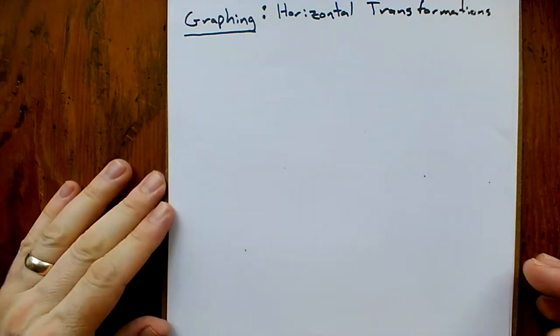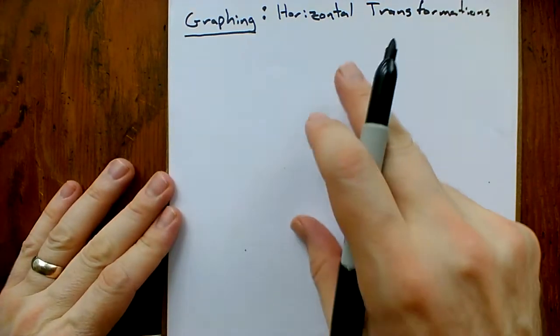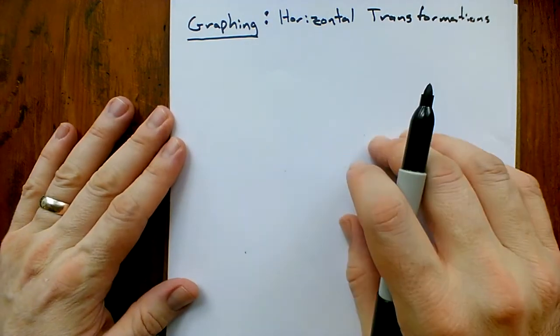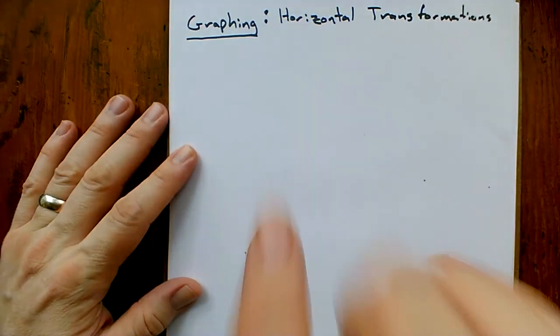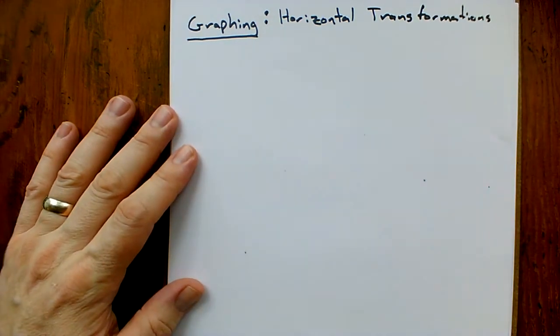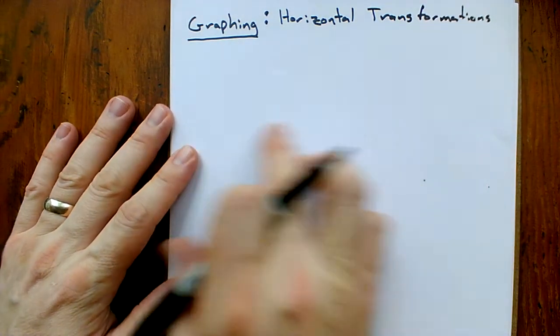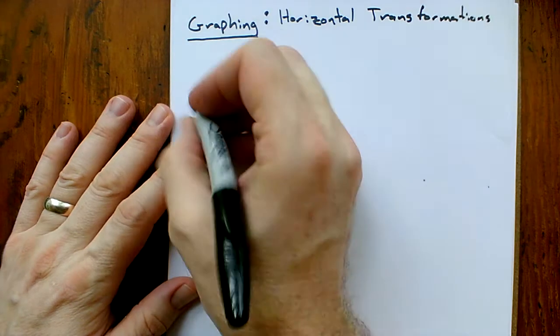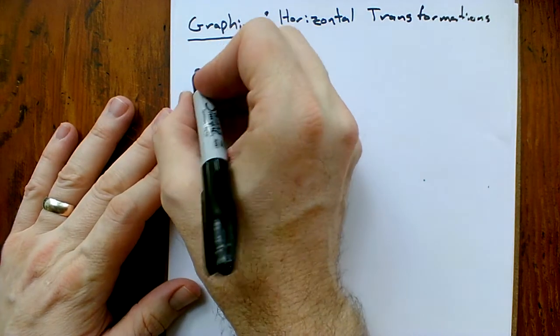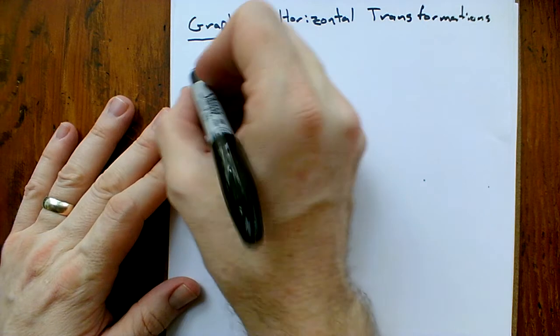Alrighty, this looks like a good time to get started. Let's continue talking about graphing, and this time we're going to talk about horizontal transformations. So here, when we're talking about horizontal transformations, of course, we're talking about moving things left and right. So with that, our primary thing is we're going to be adding or subtracting from our x values.